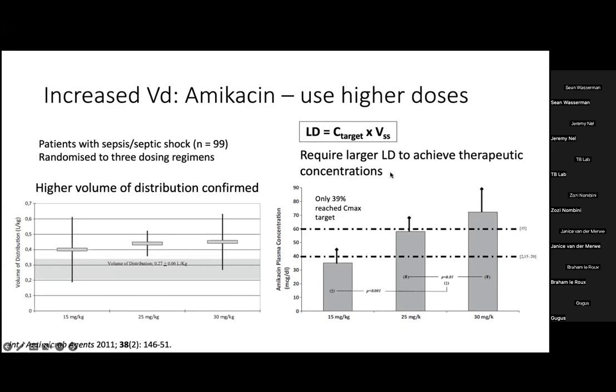in the context of a higher volume of distribution. And clearly that's given by this equation, which I've already shown you, that a loading dose is required, or an increased higher loading dose is required to achieve a target concentration when the volume of distribution at steady state goes up. And that's a principle.